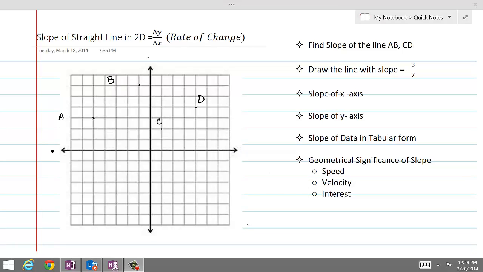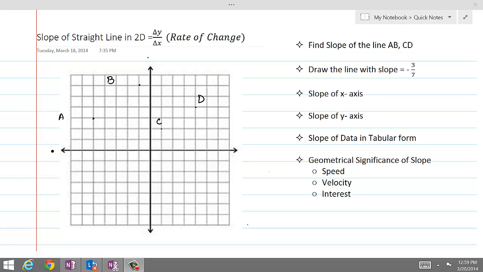Continuing from the previous lesson, we will do a few more questions for a better concept of slope. Let's get started with question number 1, in which there are 4 points given on the grid labeled as A, B, C and D. What is required of us is to find the slope of line AB and the slope of line CD.